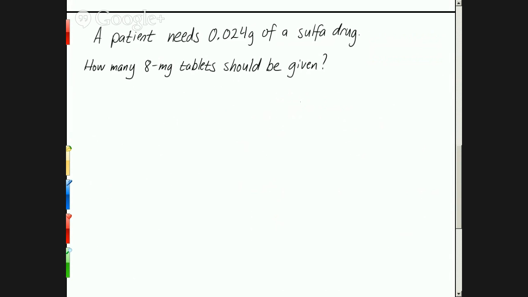Right. So you've got your dose in grams, but you have your tablets in milligrams. What we need to do is put those numbers in the same units so they can be more clearly compared. So we either need to convert the 0.024 grams to milligrams or the 8 milligrams to grams so that we can compare these more closely.